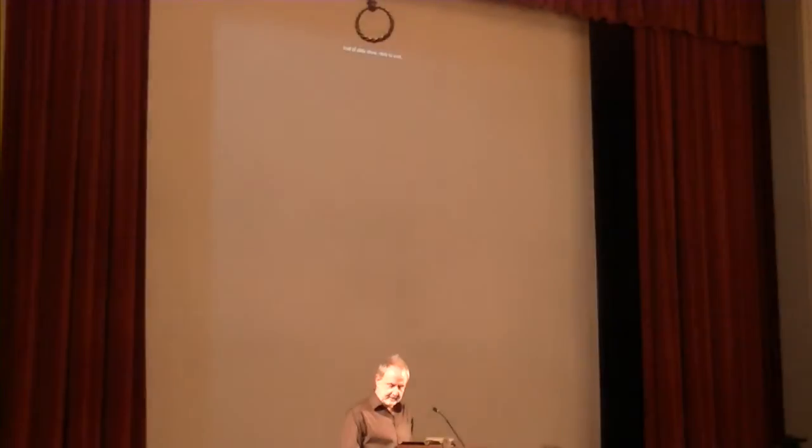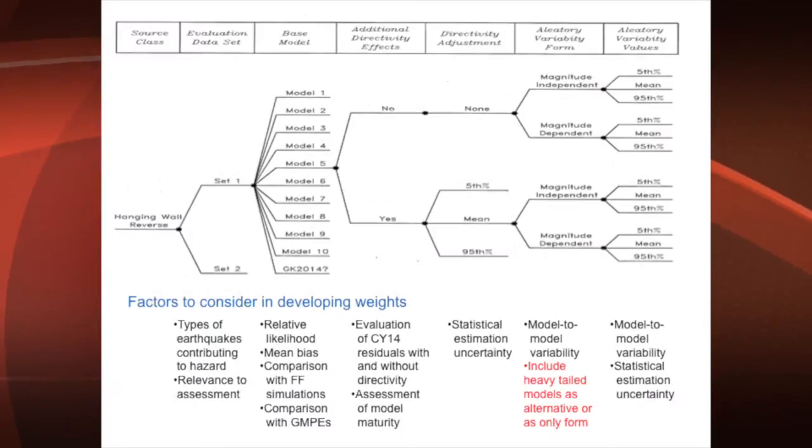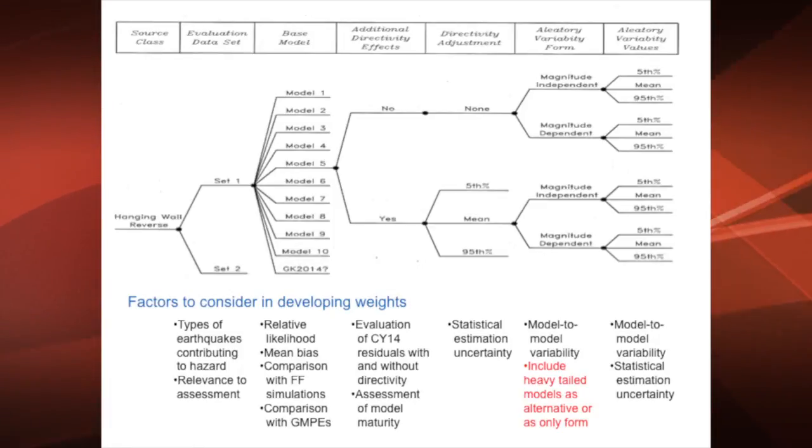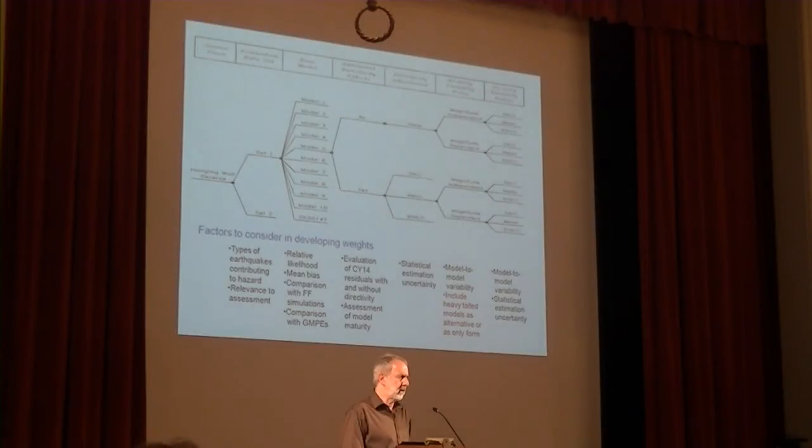I think that's it. So basically the same structure as the other sources, the primary difference being explicit inclusion of directivity, because we're basically very close to well-defined, or reasonably well-defined fault sources.